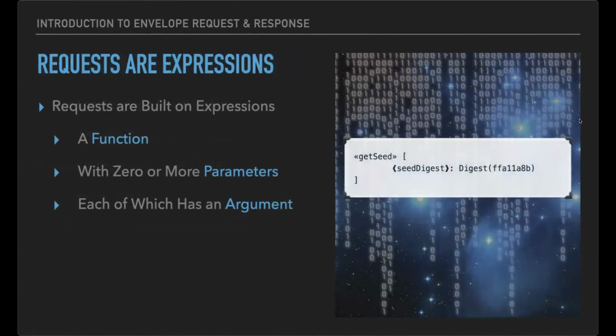Requests begin as expressions, which are defined in BCR 2023-12, another of our research papers. They're functions with 0 or more paired parameters and arguments. Here's an expression that asks for a seed, and it includes a seed digest as its argument.